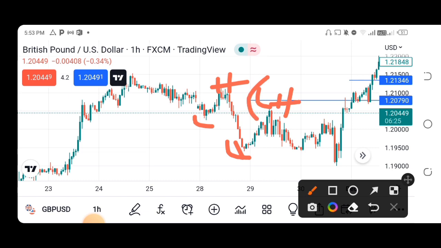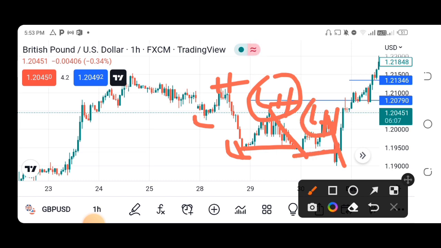So you'll be selling here. You sell, you target to break this low. Then you have your new lower high. You sell here, you target to break this low. This is how you trade it.